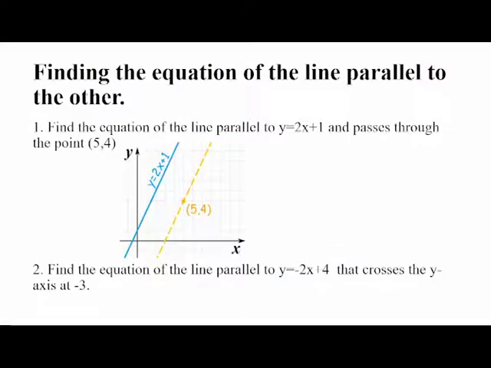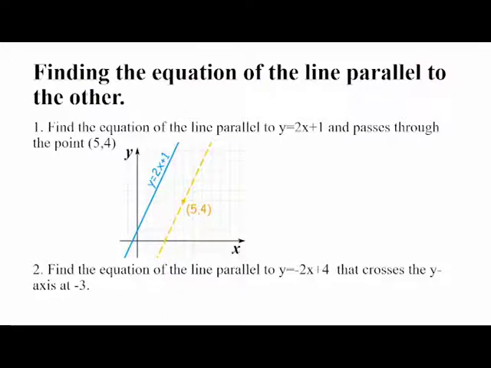Now, what if the question asks you to find the equation of the line parallel to y is equal to 2x plus 1 and passes through the point (5, 4)? So we want to find the equation of this yellow line now. Provided that this line is parallel to this, find the equation of this. How do we get that equation?